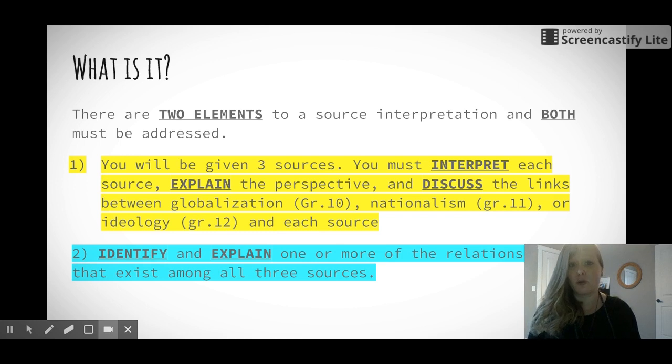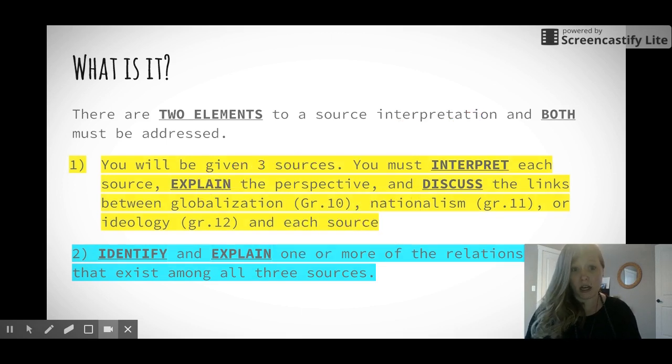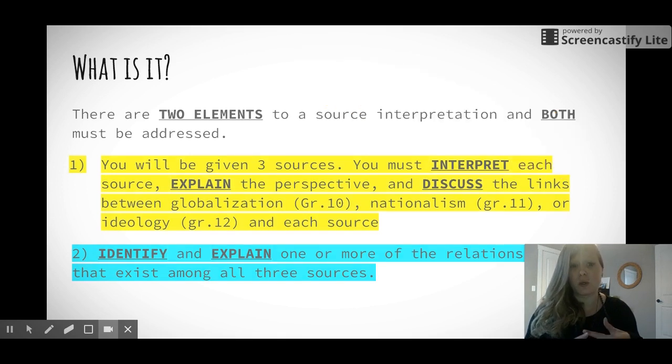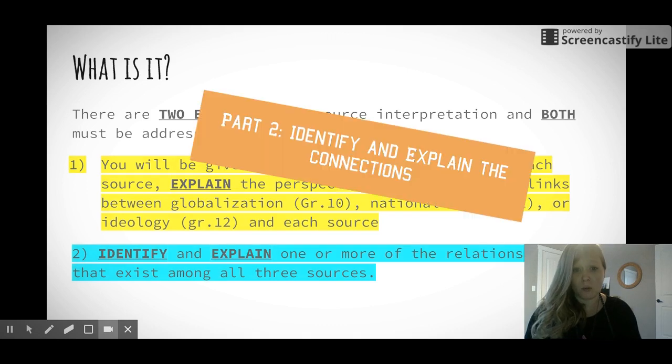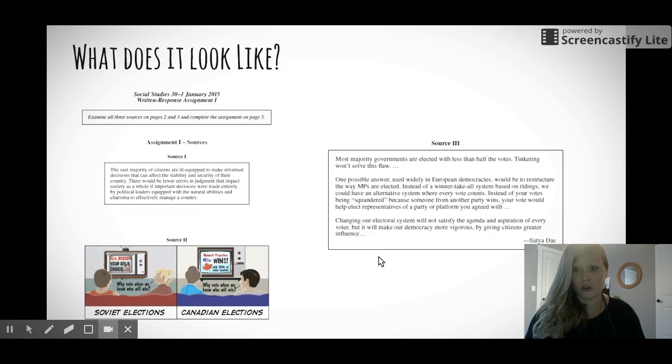So basically there are two elements to a source interpretation, and both must be addressed or you fail, and we don't want that. The first element is you're going to be given three sources in which you must interpret each source, explain the perspective of the source, and discuss how it links between globalization in grade 10, nationalism in grade 11, or ideology or liberalism in grade 12. The second part is you have to identify and explain one or more of the relationships that exist among all three sources. So what does it look like?